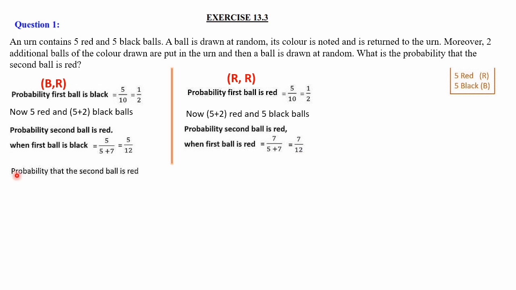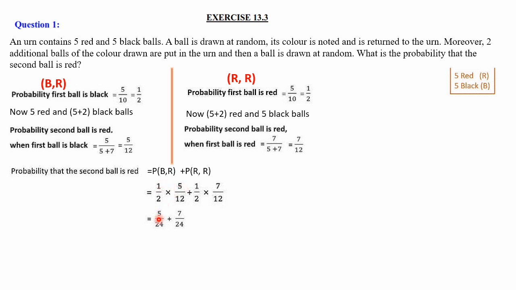Now the probability that the second ball is red is equal to probability of BR plus probability of RR. These two probabilities we have to add. That is equal to probability of getting a black ball, that is 1 by 2, into probability of getting a red ball the second time, that is 5 by 12, plus probability of getting a red ball the first time, that is 1 by 2, into probability of getting a second ball red when the first ball is red, that is 7 divided by 12. Just go for simplification.